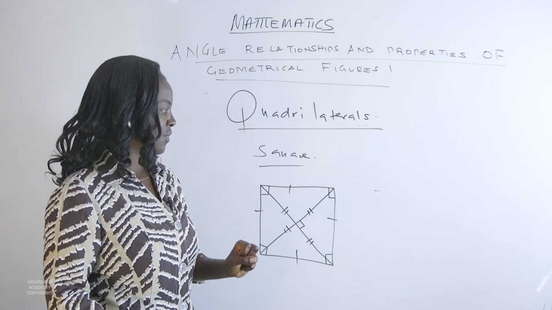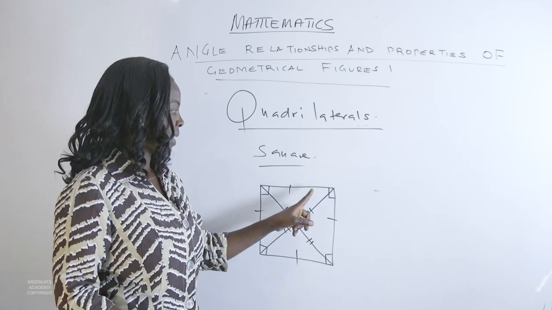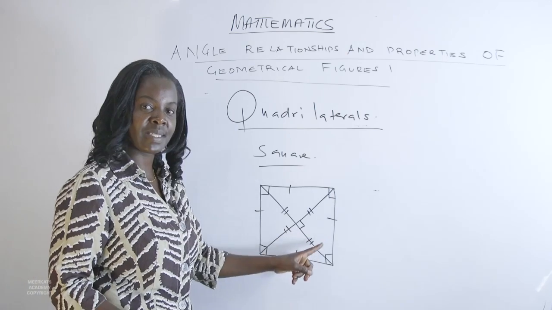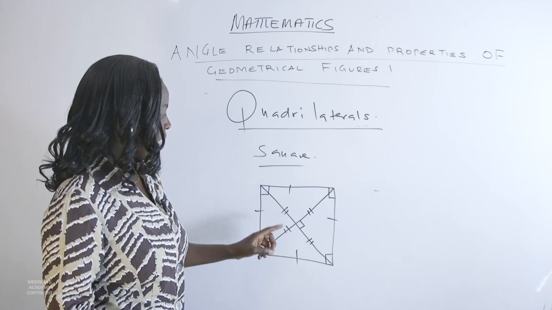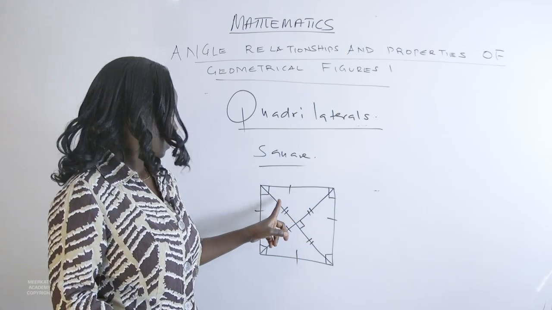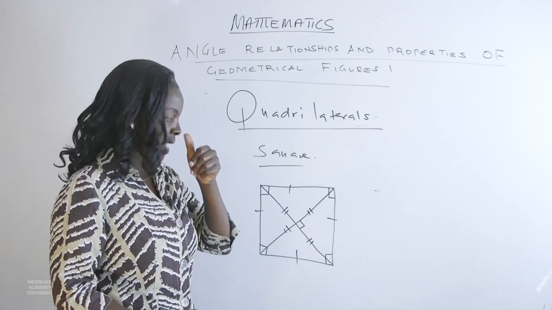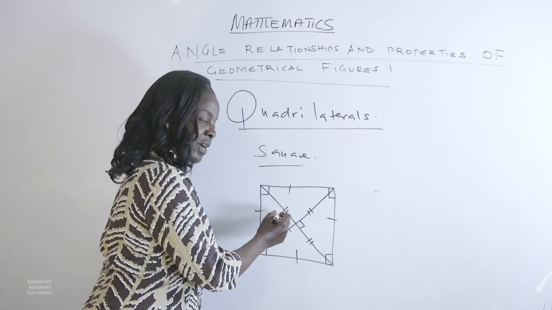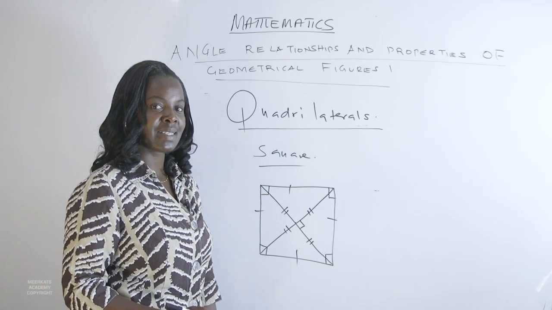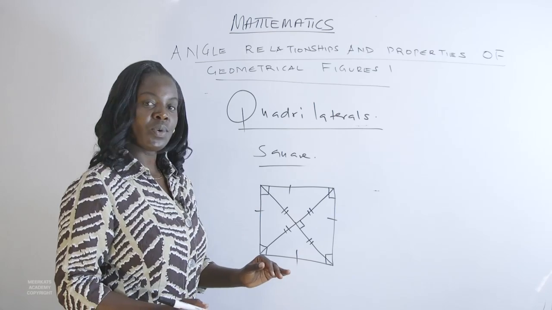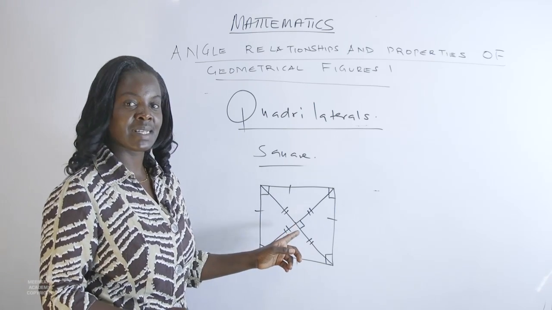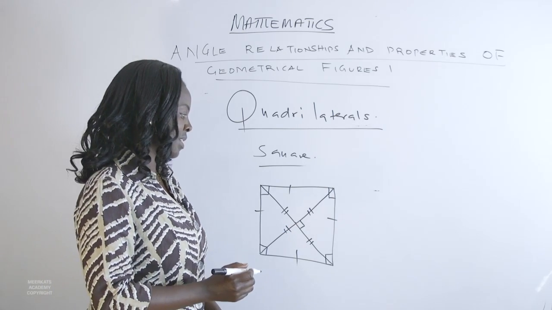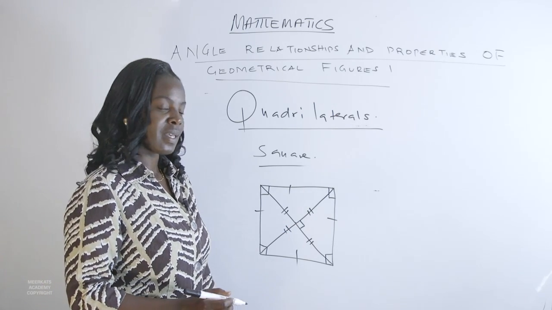So let's look at the properties of a square. A square has all four angles right angles. In other words, they are 90 degrees. And we have the diagonals bisecting each other at 90 degrees. For a square, the two diagonals bisect each other at 90 degrees. In other words, they cut each other in half, dividing themselves into two equal lengths.